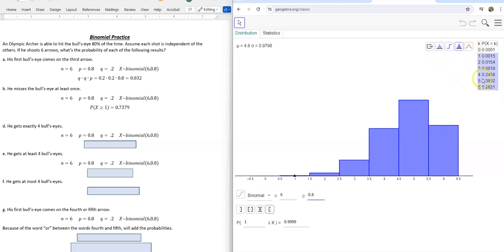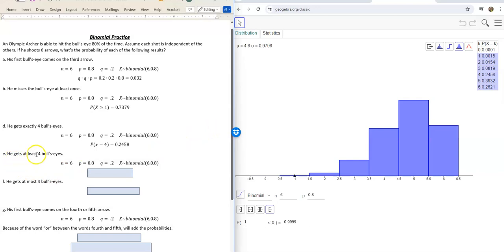And then we can come right up here to where it says 4. What is the probability that he gets exactly 4 bullseyes? It's right here, 0.2458. So that would be that. And again, if you were asked to give that as a percentage, it'd be 24.58. Just look to see what your directions say.